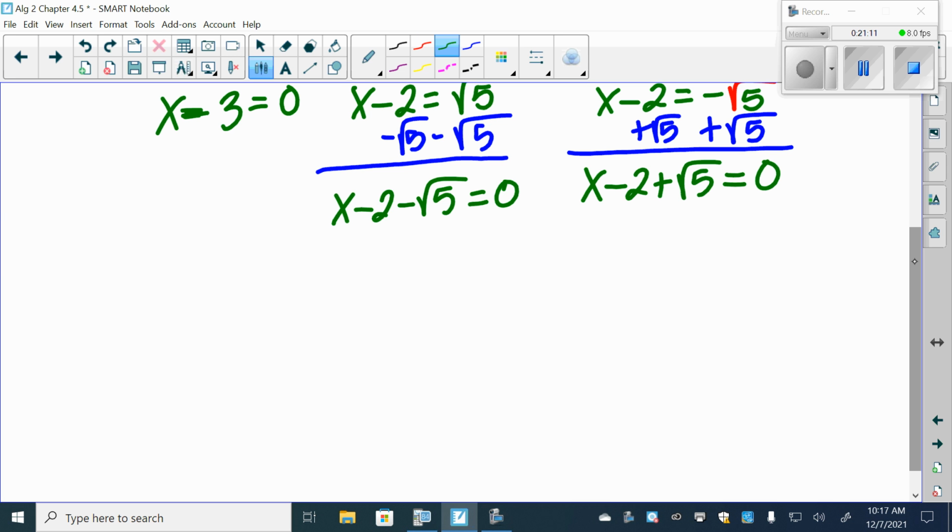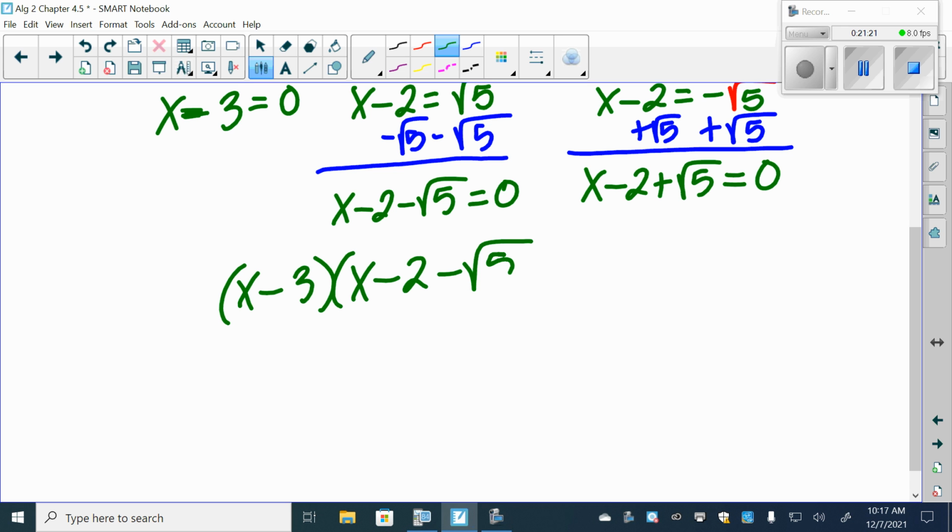Well, guess what we're going to do? We're going to multiply them together. So we have (x minus 3) times (x minus 2 minus square root of 5) times (x minus 2 plus square root of 5) is equal to 0.